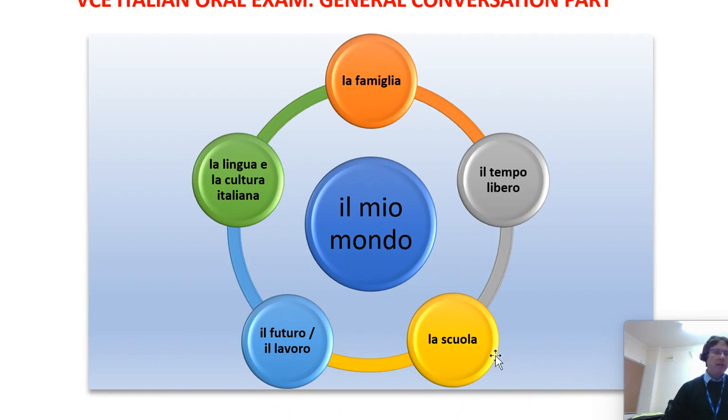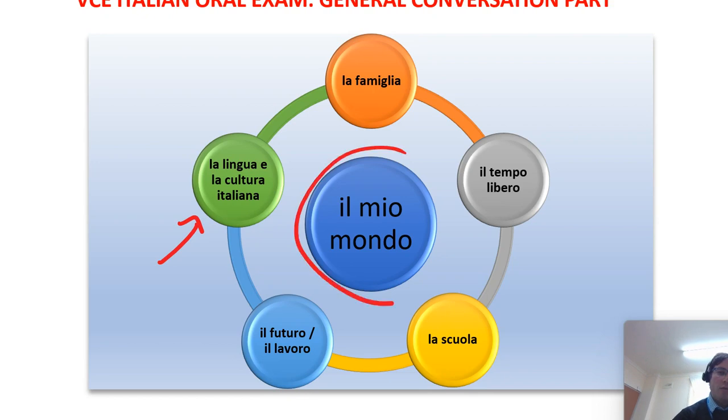So, as you can see on this screen, you will see here the topics that you will be asked during the VCE Italian exam. La famiglia, il tempo libero, la scuola, il futuro, il lavoro, and also a question on la cultura e la lingua italiana. It's important to know that all these topics refer to your own individual experience. So therefore, it's very personal in a way.